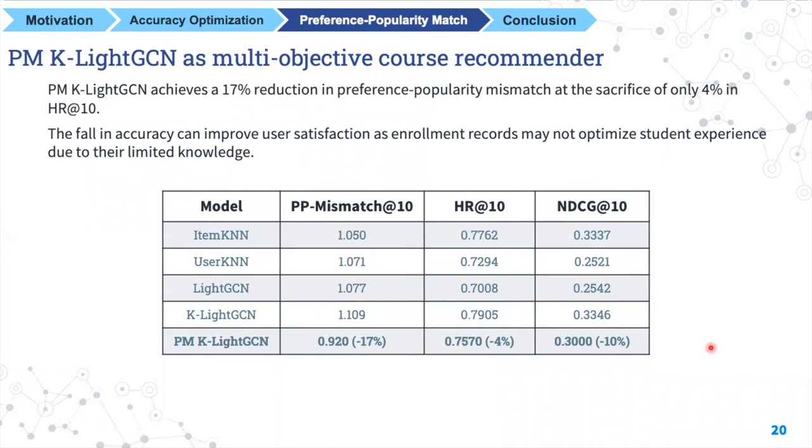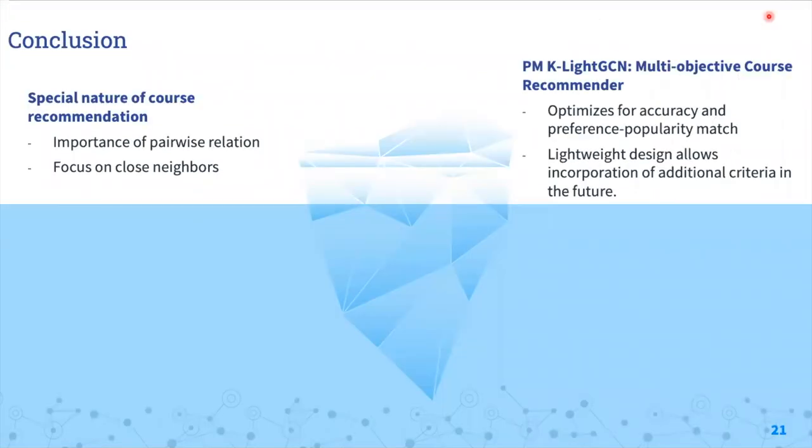We can see that PM K-LightGCN achieves a 17% reduction in preference popularity mismatch at a cost of only 4% in hit ratio, which validates its performance in balancing for both objectives. In conclusion, in this study, we showcase the special nature of course recommendation and also proposed a multi-objective course recommender optimizing for accuracy and preference popularity match, as well as balancing for both objectives.